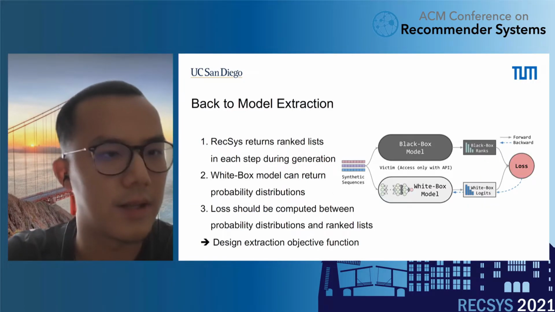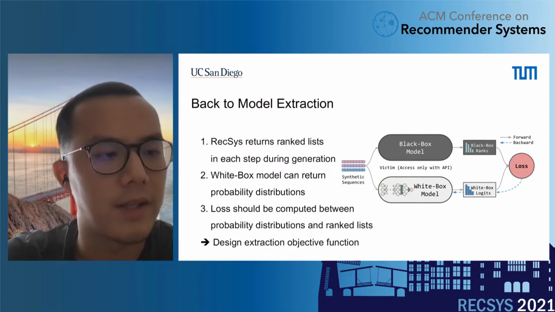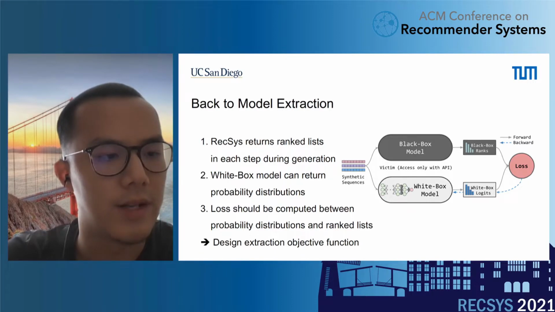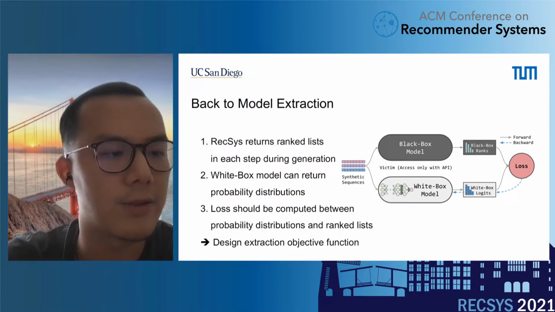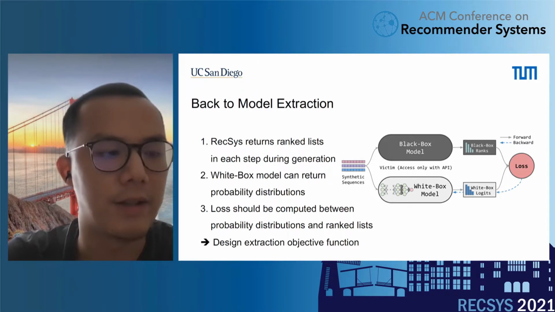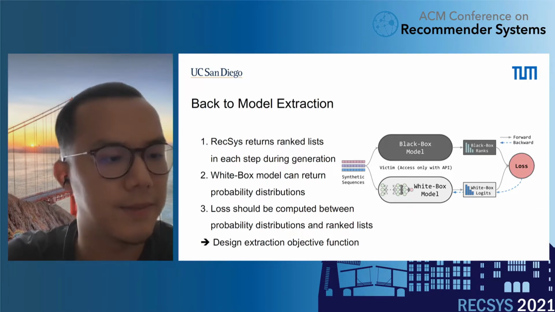Now, let's go back to model extraction. We mentioned before that in our setting, black box models return a ranked list. The white box model can be initiated and accessed, which means we actually have the probability distribution of the next item recommendation in the white box model. That being said, we now need an objective function that measures the distance between the probability distribution and the ranked list from the black box recommender, such that the differences between the white box model and the black box recommender can be minimized.